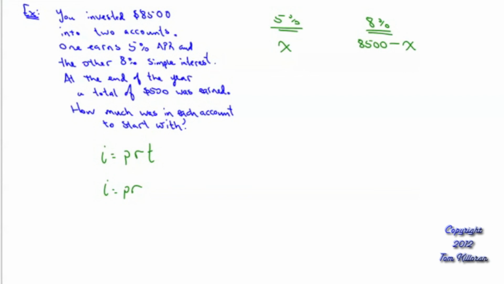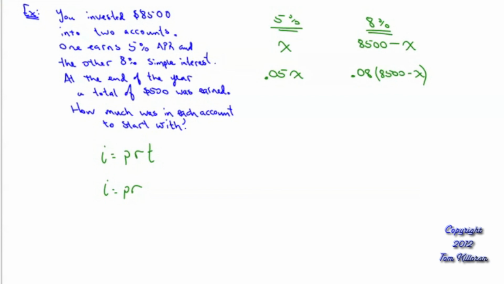So, how do I find the interest on X dollars when it's calculated at 5%? You get 0.05 times X. That'll tell me how much interest I earned at 5%. How do I find the interest on 8%? 0.08 times (8,500 minus X). So this is the amount of interest I earned at 5%. This is the amount of interest I earned at 8%.